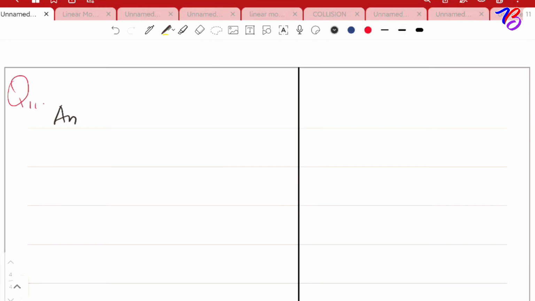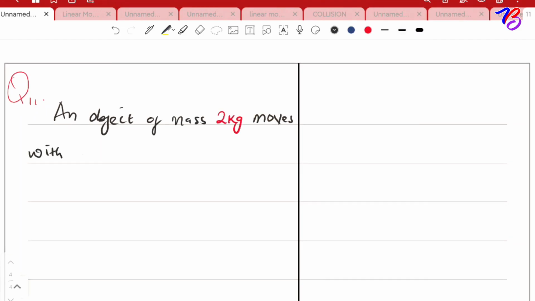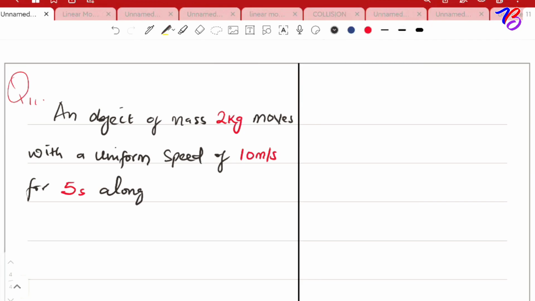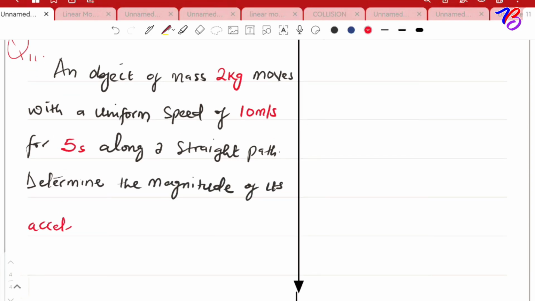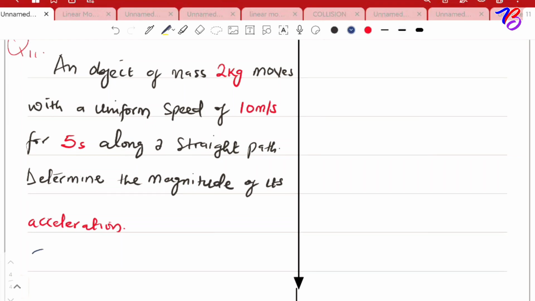Here's a question before us. An object of mass 2 kilograms moves with a uniform speed of 10 meters per second for 5 seconds along a straight path. Now we are asked to determine the magnitude of its acceleration. Is that clear? So, solution: let's extract the data from here.